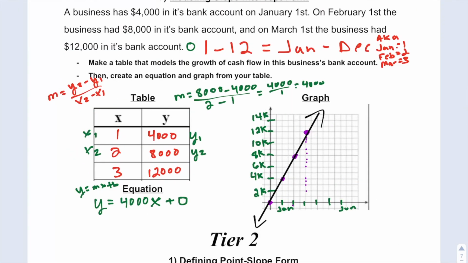So just like we talked about when we were doing our activities early in the week, this is our context. Here's my graph. Here's my table. Here's my equation. Good luck on your practice sets.